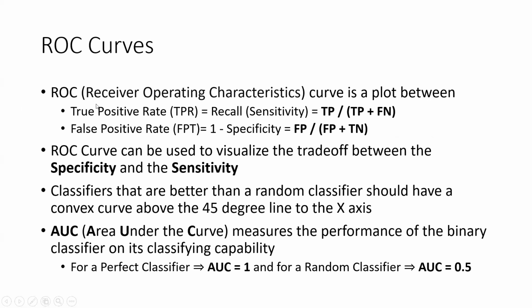Right? One axis is the true positive rate or TPR, the sensitivity, calculated by this formula, which is TP divided by TP plus FN. The other is the false positive rate, which is 1 minus specificity, or false positive divided by FP plus TN, right? False positives plus true negatives. And we can see what the trade-offs are between specificity and sensitivity.